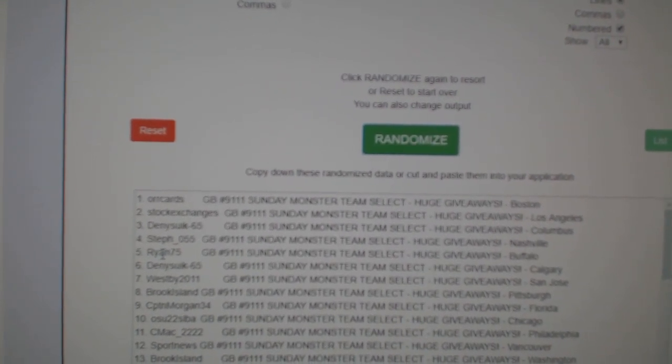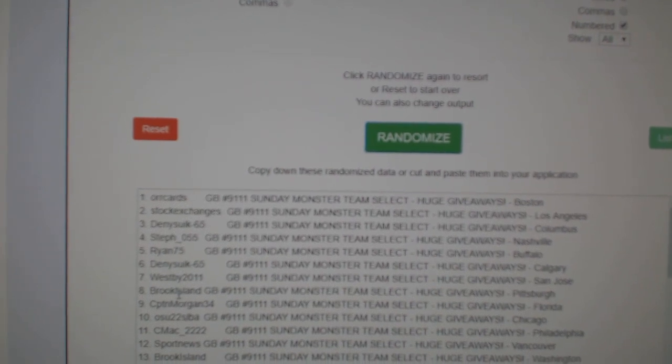Ryan gets Artifacts and Black Packs to Denisic, Westby, and Brooke. Congratulations, guys.